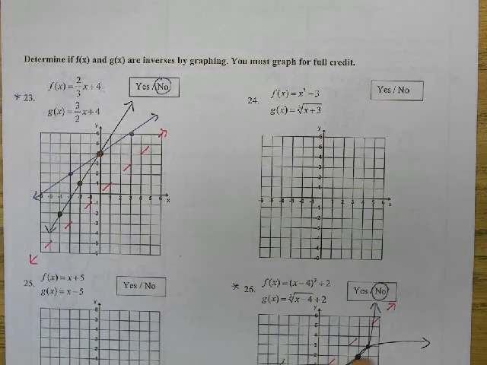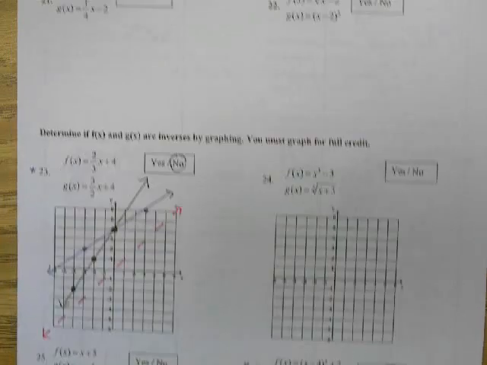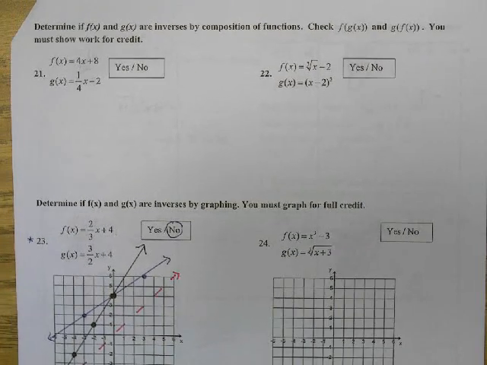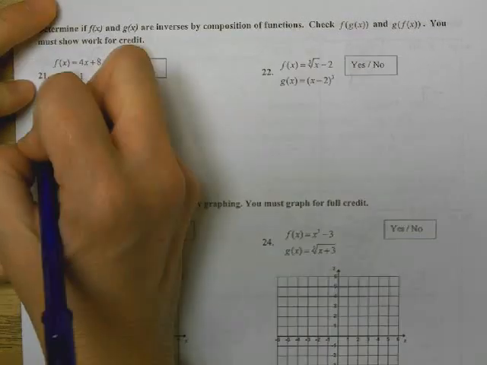21 and 22 are the same thing, so we are going to plug them in. Oops, sorry, you can't even see them. We're going to plug them in to see if we get x, so that they are or are not inverses.